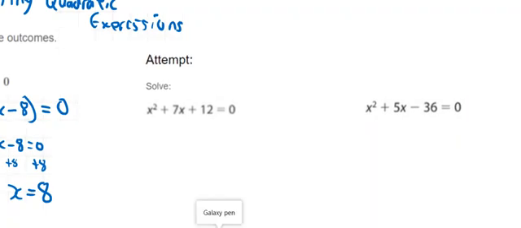So this one then, there's two questions here. So if you want to actually pause the video and just have a go at both of them and then play it on, and I'll go through the answers for you.